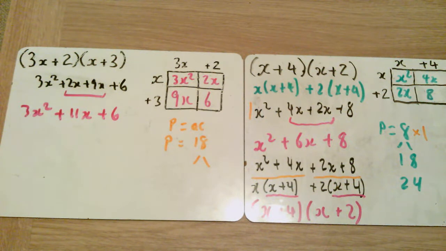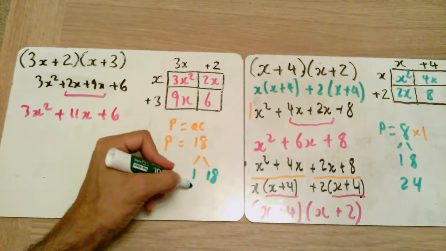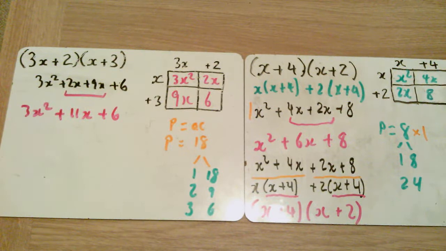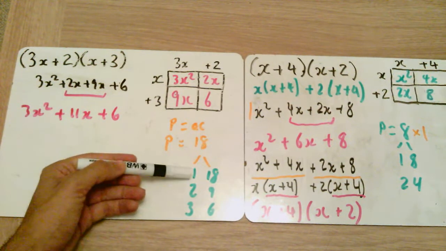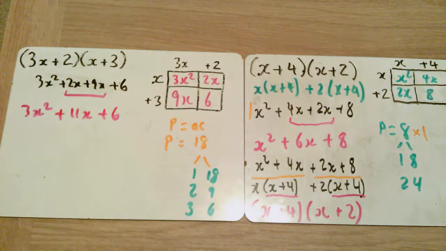The combinations for 18 are 1 and 18, 2 and 9, 3 and 6. Any of those combinations could multiply to make 18. We need the one that adds to make 11. 1 plus 18 is 19, 2 plus 9 is 11, 3 plus 6 is 9. So it has to be the 2x plus 9x.